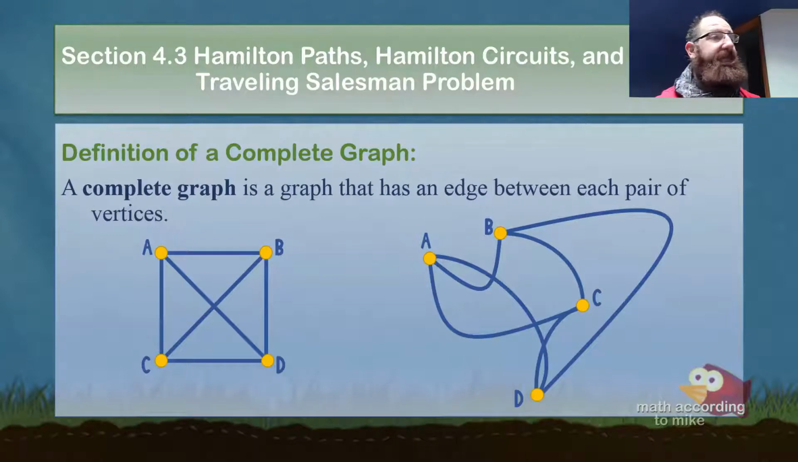A complete graph is a graph that has an edge between each pair of vertices. An edge, we've seen this twice before now. An edge means how many? One.